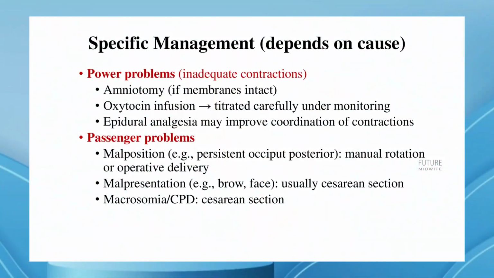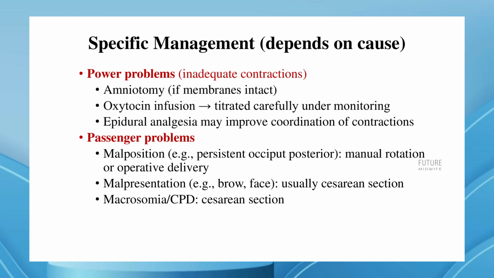In case of specific management, which will depend on the causes. If the cause is due to the power problem, we can go for amniotomy if the membrane is intact. Oxytocin infusion can be opted, which will be titrated carefully under monitoring. Epidural anesthesia may improve coordination of contraction.